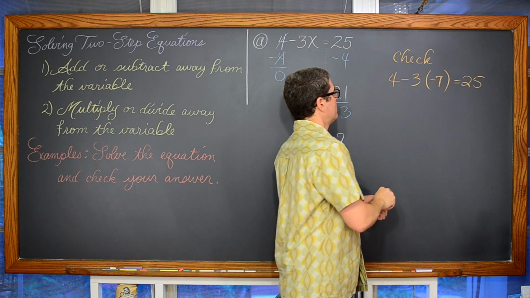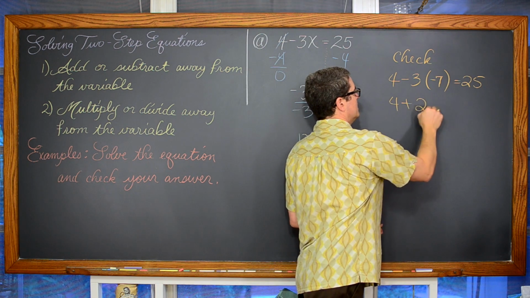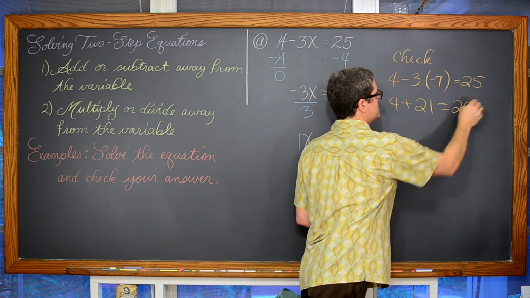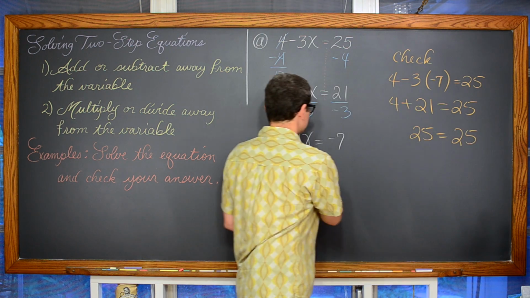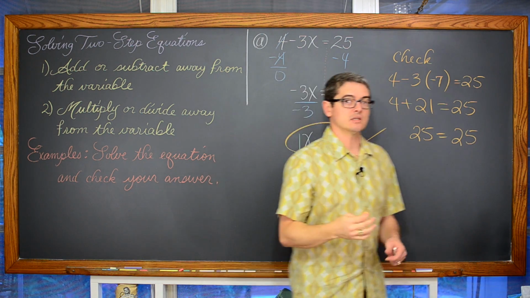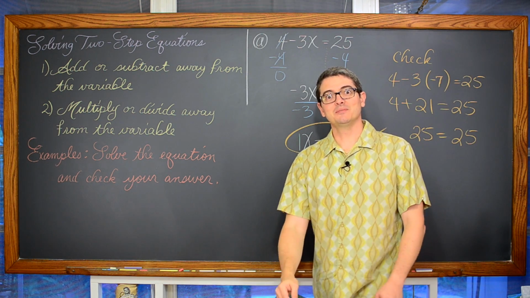So we have 4, negative 3 times negative 7 is positive 21. And that is indeed 25 is equal to 25. So this is a solution. We've checked it when we plugged it in, and we got the two sides equal. Now on to our next example.